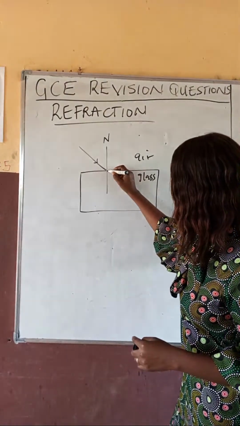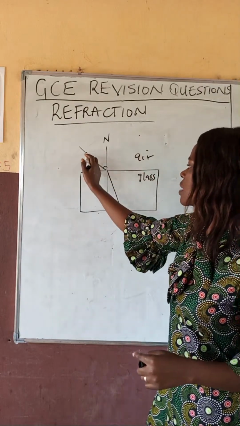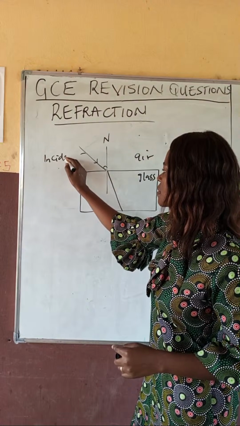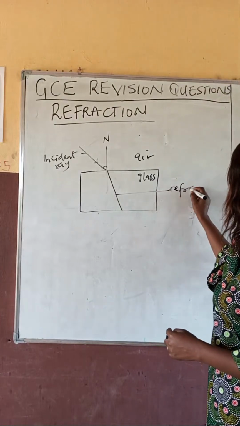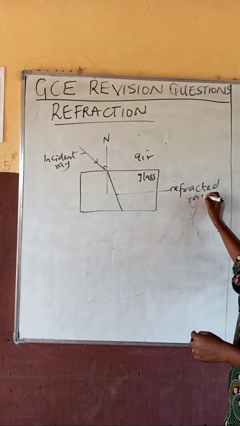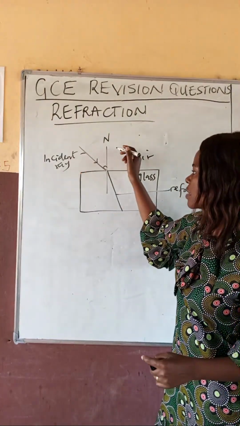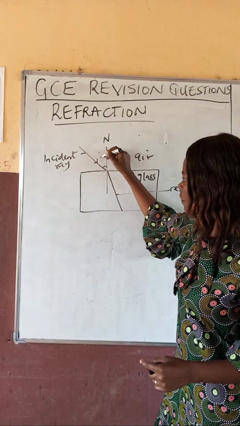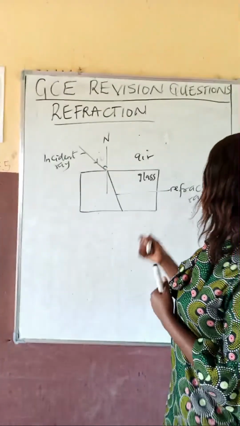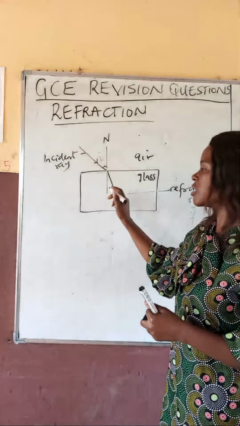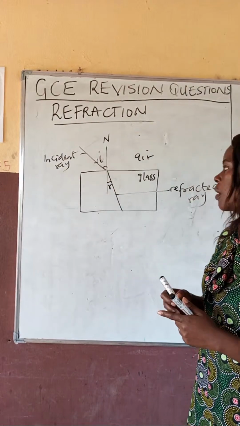Okay, so this bending comes this way. The angle between this is what we call the incident ray, and this is the refracted ray. The angle between the incident ray and the normal is said to be the angle of incidence, I, right? And the angle between the refracted ray and the normal is said to be the angle of refraction. Is that clear? All right.